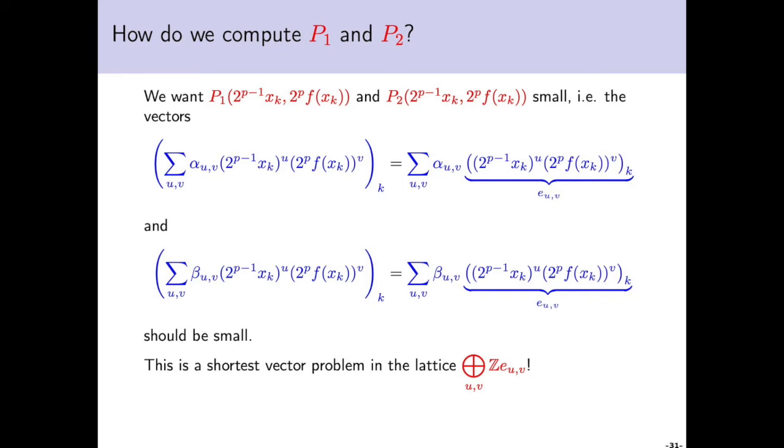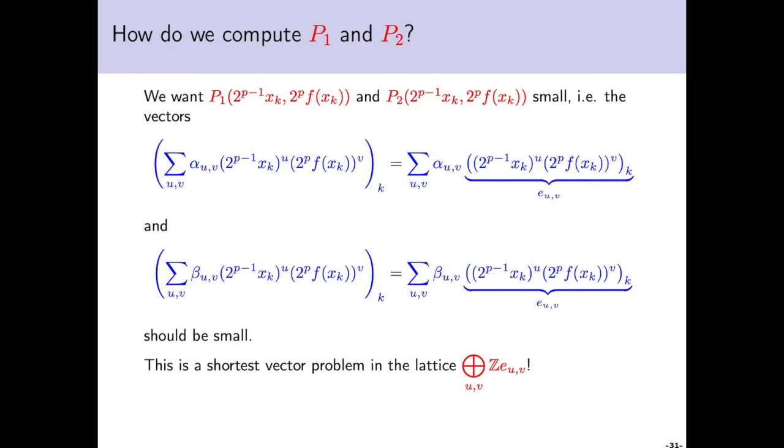Okay, but these two elements belong to this lattice. So that means that the vectors whose coordinates are the values of P1 and P2 at the Chebyshev nodes are all elements of this lattice. And I want these two vectors to be small. That means I want to compute short vectors in this lattice. Okay? What's the dimension of the lattice?